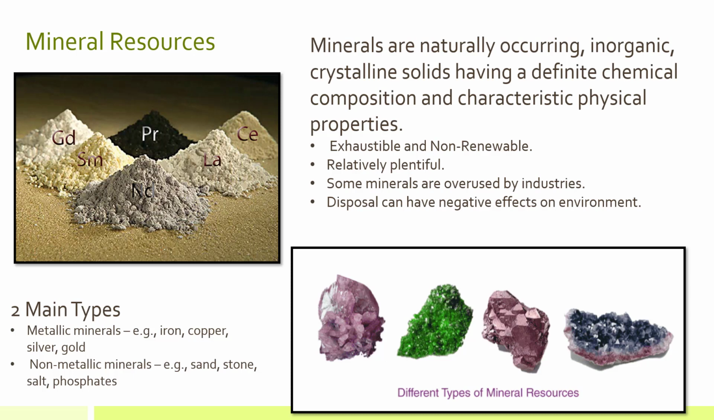Okay, mineral resources. Starting down on the left, there are two main types, metallic and non-metallic. And minerals are defined as naturally occurring inorganic crystalline solids, and they have a definite chemical composition and characteristic physical properties. They are exhaustible and non-renewable. In general, most minerals are relatively plentiful. Some minerals are overused by industries, especially with the burgeoning and exploding electronic industry of the last 2 decades.